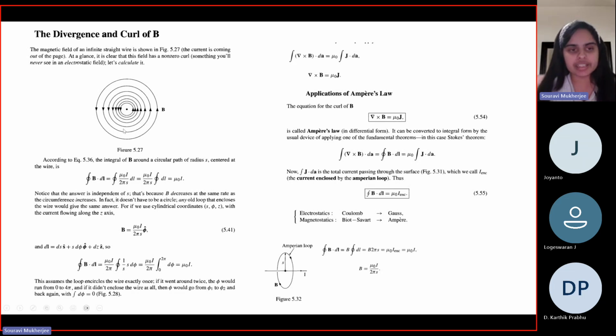So if you want to find the integral of B around some circular path of radius s, how do we do that? At a distance s from this current carrying wire, your field is mu 0 I by 2 pi s, and then you integrate over the circumference. This value is constant, so you can take it out of the integral. The integration over the circumference gives 2 pi s, so 2 pi s cancels out and you get mu 0 I, where I is the current enclosed by the circular loop.